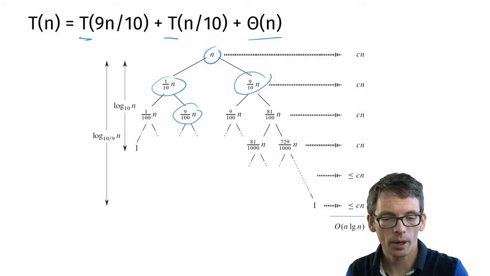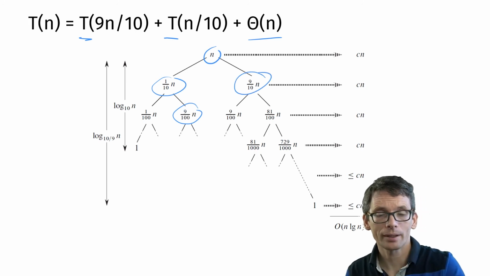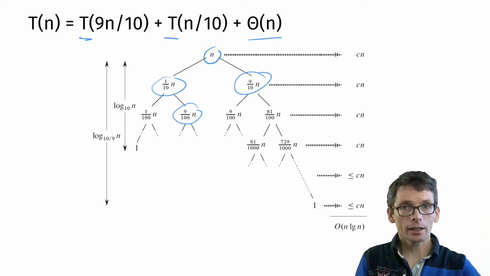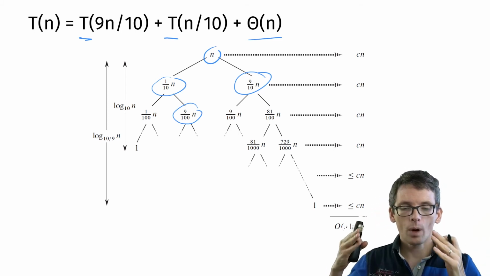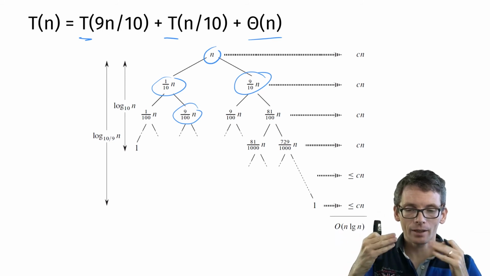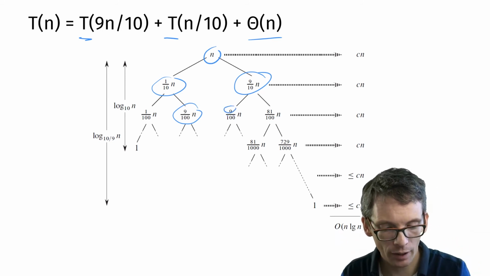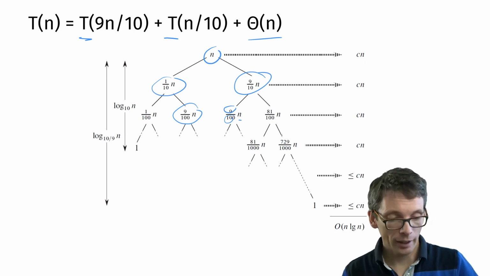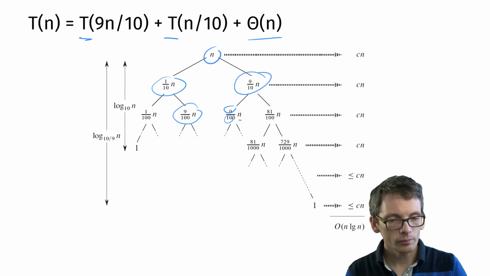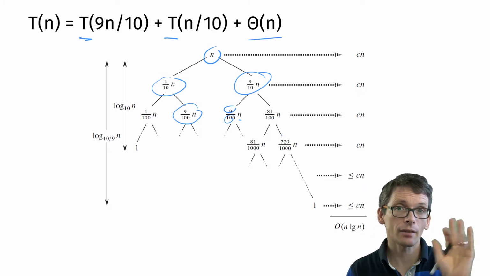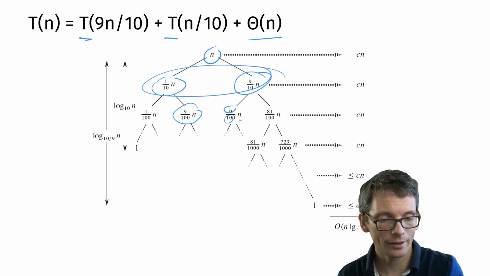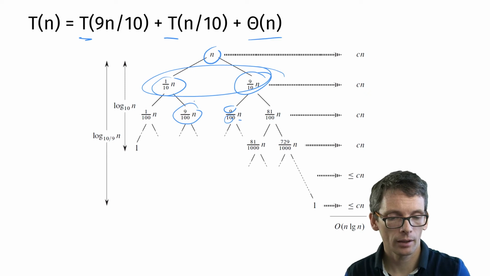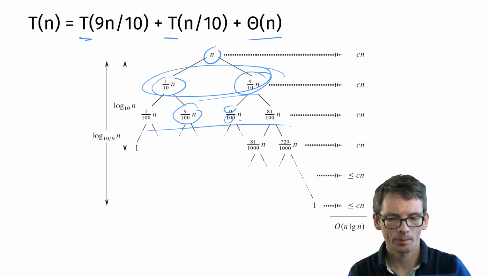Same here, the other branch. I have the 1/10 n branch and the 9/10 n branch. The 9/10 n branch has again 2 branches. One corresponds to 1/10 times this number, so that is 9/100 times n. And the other one is 9 times this, so 81/100 times n. If you look at what we get here, at least at the top levels, it always adds up to n. So the contribution per level is n, n, n, and so on.